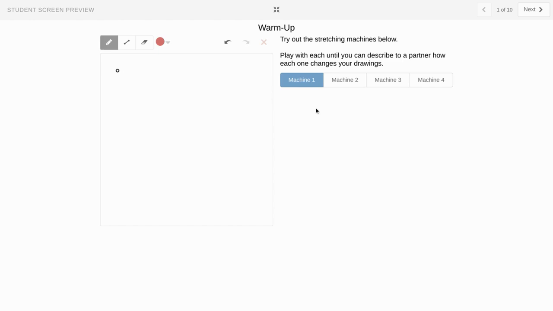All right. So for our warm up, you have 4 different machines you are going to play around with. So go to your dashboard. You can pause the video as you go over there, but make sure you work with all 4 of these machines. So if you want to see me working with these, you can as well.